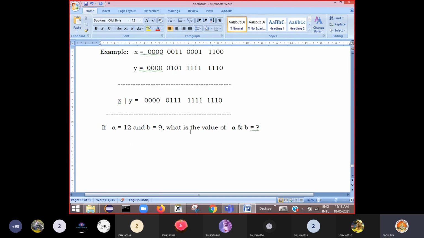Right. Now for the same question, for example, A is equal to 12 and B is equal to 9. What is the value of A OR B if asked? A bitwise OR B is equal to how much if asked? Okay, right, we know the binary representation of these. So what is A value? A is equal to 12.